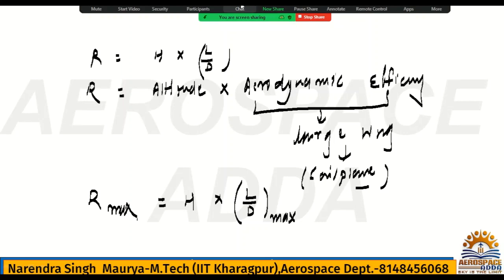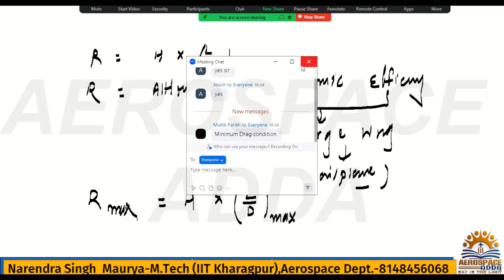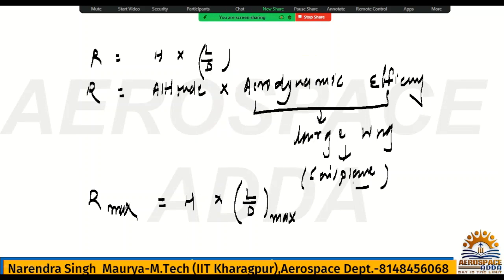All right. Now the sail plane, yes, it is the minimum drag condition. You can search on the sail plane, okay, so you will get the idea about it. So if I ask what is the condition for maximum range, L by D should be max. What is the L by D max? This is called the minimum drag condition.